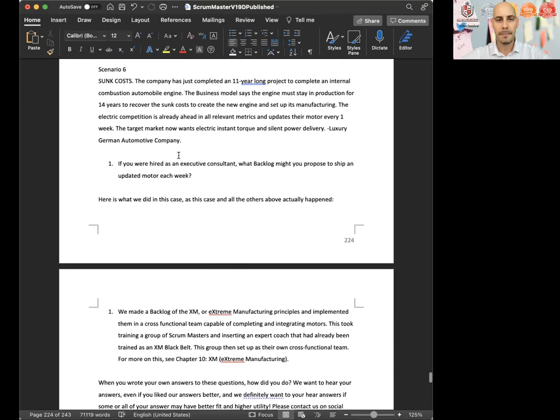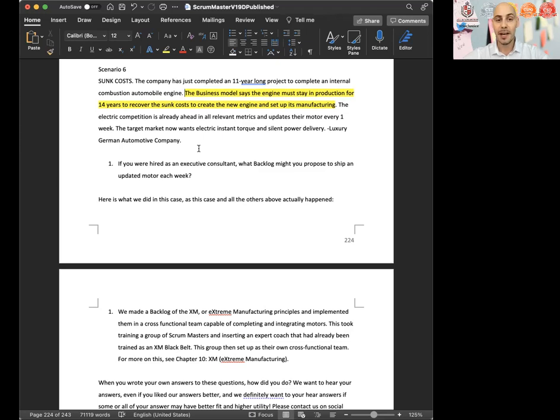Scenario 6, sunk costs. The company has just completed an 11-year-long project to complete an internal combustion automobile engine. The business model says the engine must stay in production for 14 years to recover the sunk costs to create the new engine and set up its manufacturing. The electric competition is already ahead in all relevant metrics and updates their motor every 1 week. The target market now wants electric instant torque and silent power delivery. Luxury German automobile company.